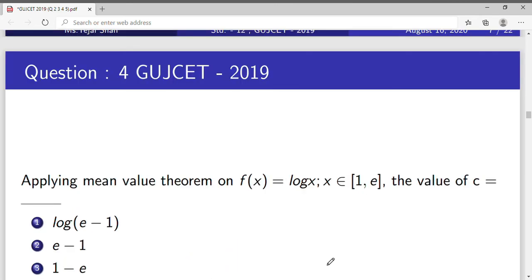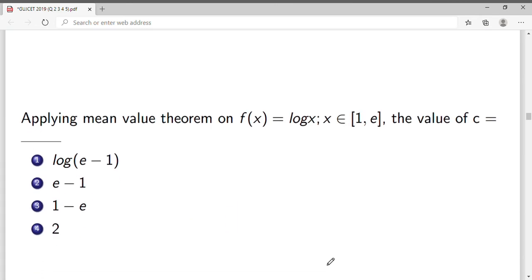Question number 4, GUJCET 2019. Applying the mean value theorem on f(x) equal to log x, where x belongs to the closed interval 1 to e, the value of c equals blank. The first option is log e minus 1, second is e minus 1, third is 1 minus e, and fourth is 2. Here we have to apply the mean value theorem for the function log x.